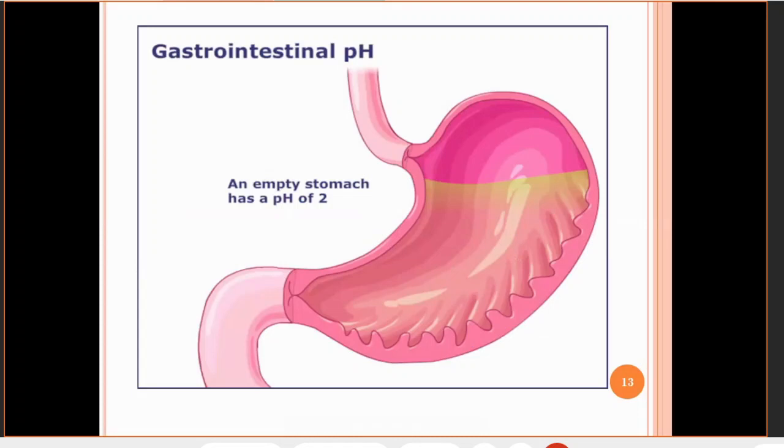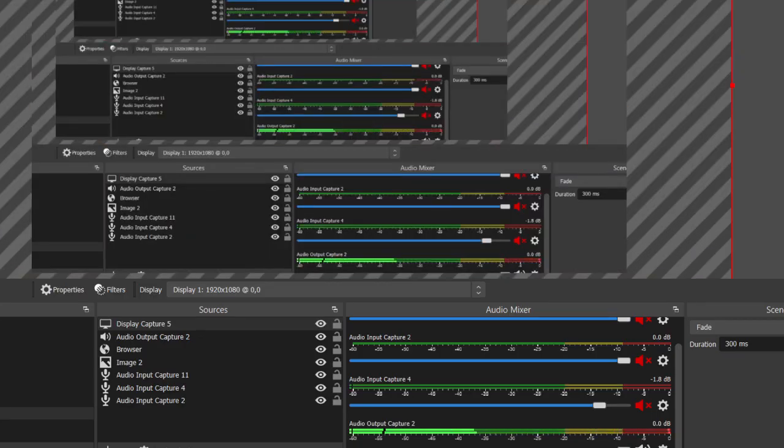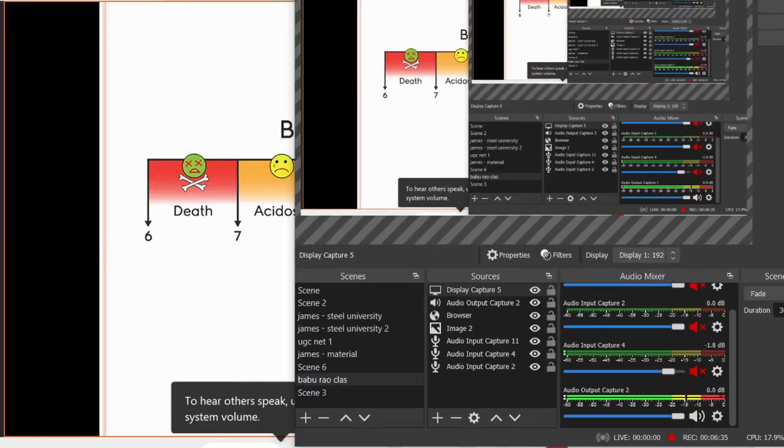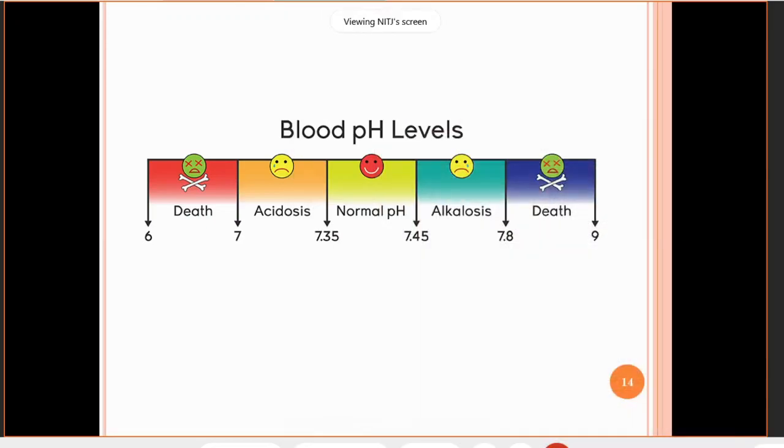Let me give you a brief introduction about your body structure, your internal body system. This is the stomach. Here the pH is around 2. And this is the pH of our blood system. You find pH with blood levels, and the different blood pH levels are here. The normal pH of the blood ranges between 7.35 and 7.45.